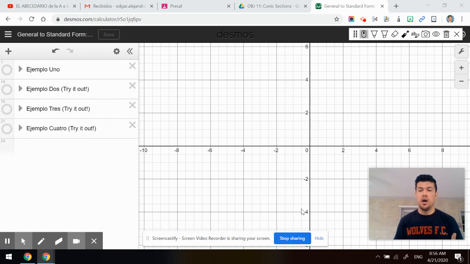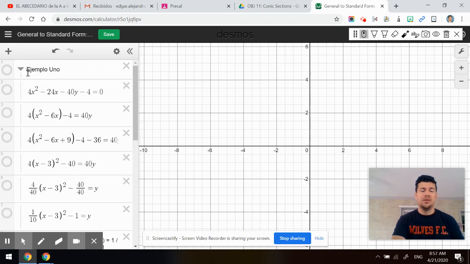Let's get started. I have a guided example for you, and I have 3 problems for you to check out, which is more than enough because you have multiple items that you have to locate for each of the problems. I'm going to show you how I did this with Desmos and how Desmos can really help you out when you're doing these steps.